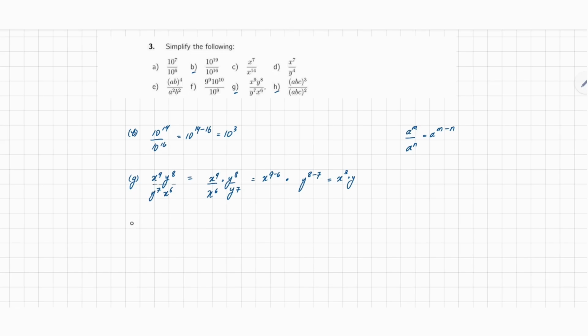For the next question, we're doing question H. So that's ABC the whole raised to 3, divided by ABC the whole raised to 2. Here ABC is the base, and the exponents are 3 and 2. So we can simply write it as ABC the whole raised to 3 minus 2 by applying that formula. And we have ABC.